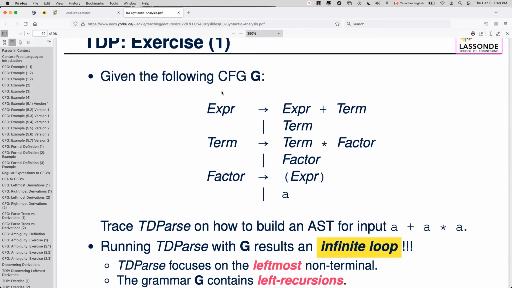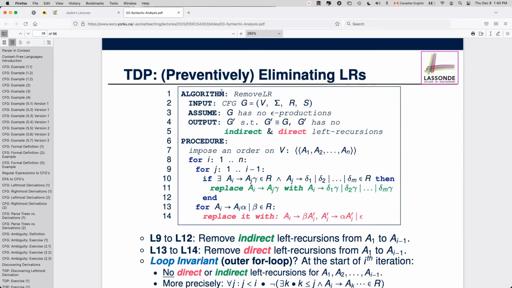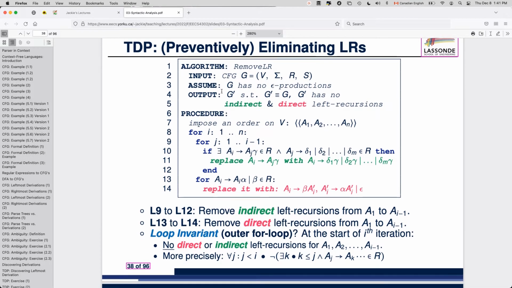Let's now take a look further. Remove left recursion. There's no point to really memorize every line. That's slide 38, remove left recursion.